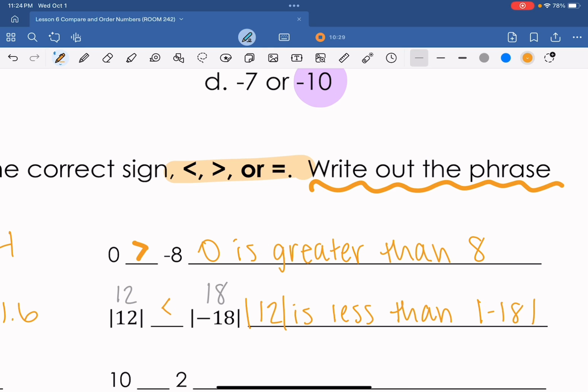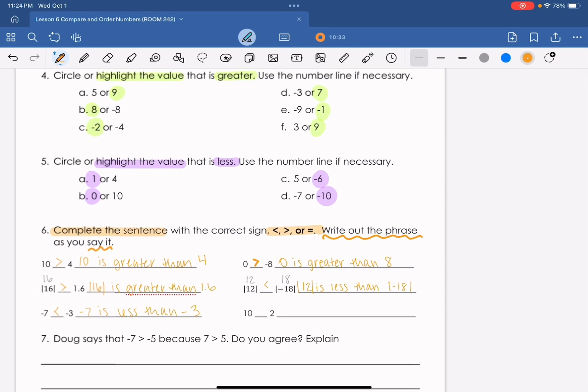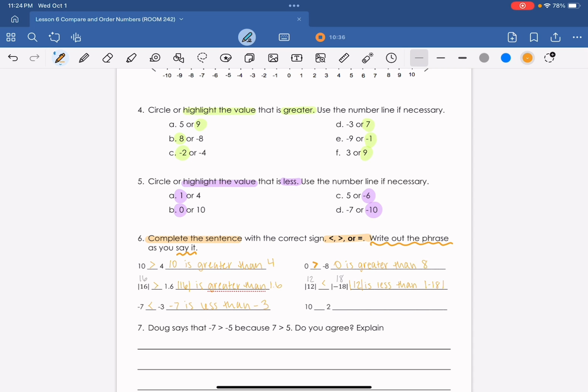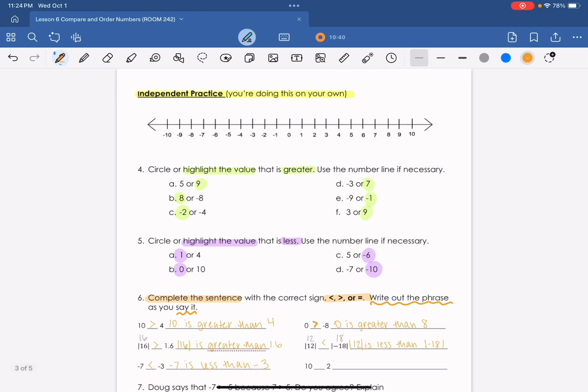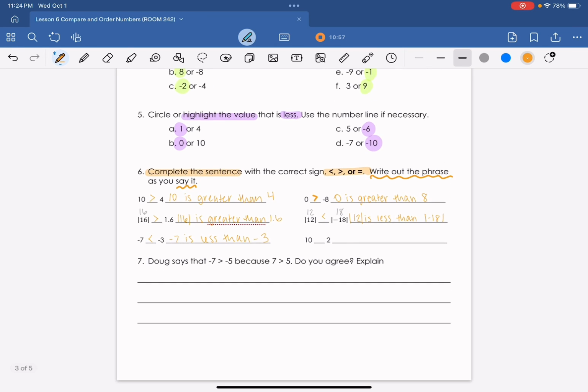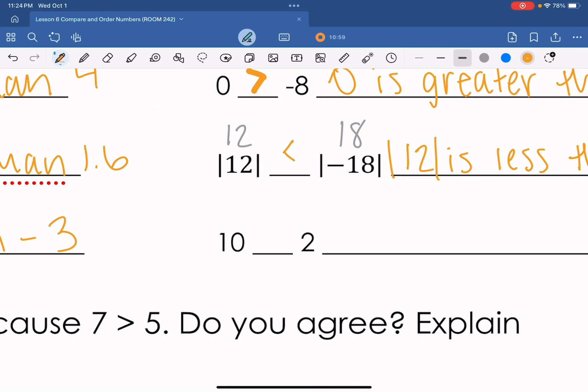All right, last one, and let's use the number line again. So we have 10 and 2. 10 is 10 units to the right, and 2 is 2 units to the right. So 10 goes further to the right down the number line. So I know that 10 is going to be greater. So 10 is greater than 2.